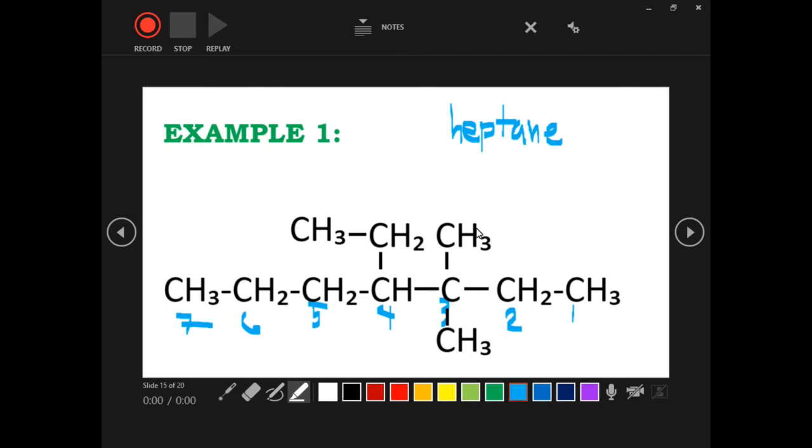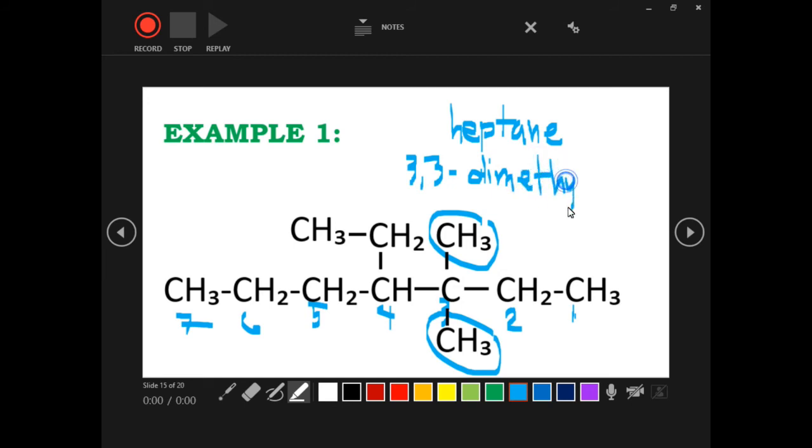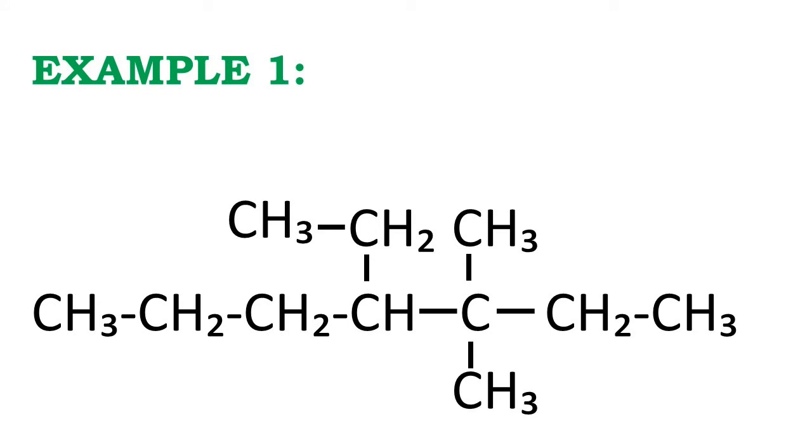For the substituents, it has methyl and another methyl on carbon number 3. So it is 3,3-dimethyl. We use the prefix di because we have 2 methyls attached to carbon number 3. Another substituent which is attached to carbon number 4 of the longest continuous carbon chain is ethyl. So we can write this as 4-ethyl.